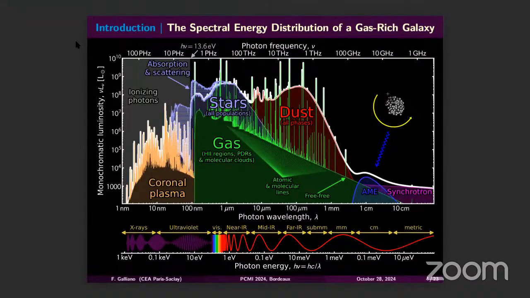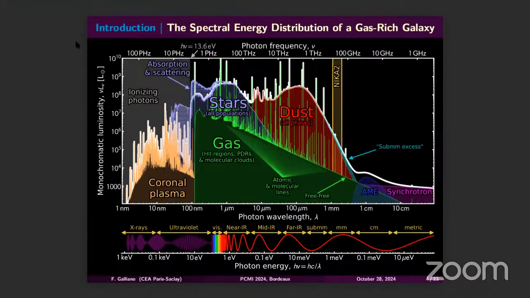There is also something I will briefly mention, which is the anomalous microwave emission, this emission bump here, AME, that originates from the spinning grains. So it's a centimeter emission that I will briefly mention. And I will also talk a lot about this component here, which is called the submillimeter excess, which is simply a deviation from standard dust models that we see in some objects. And as you see, the NIKA2 camera observes in this spectral range. So that's really what we are probing.